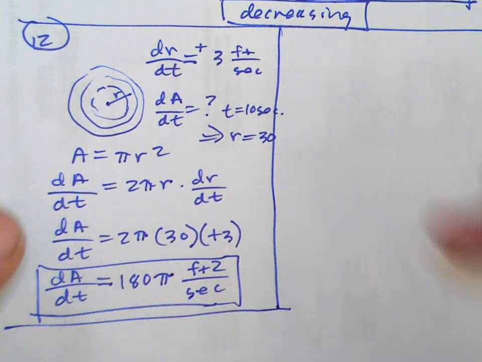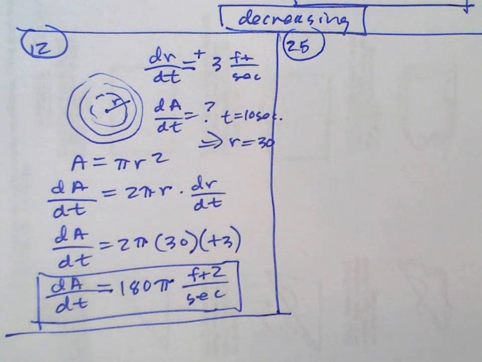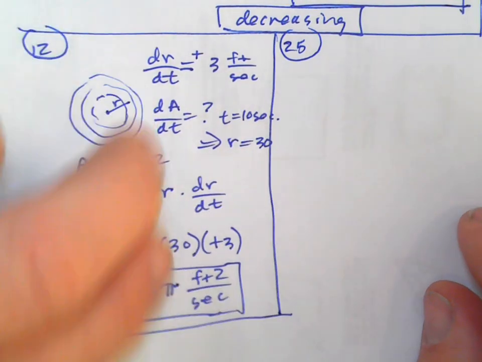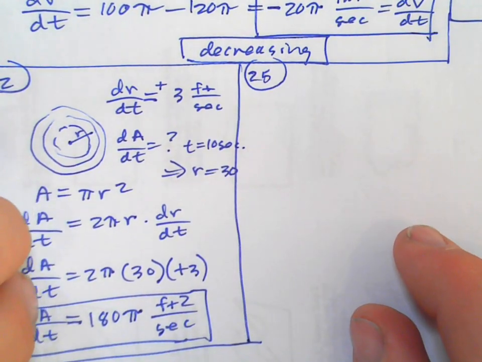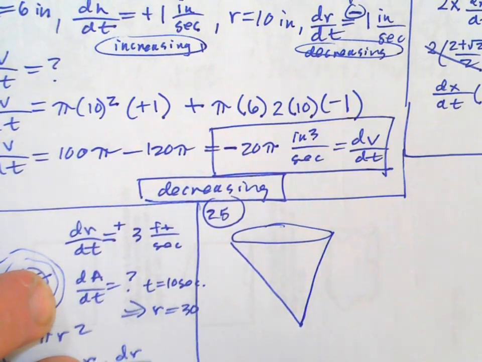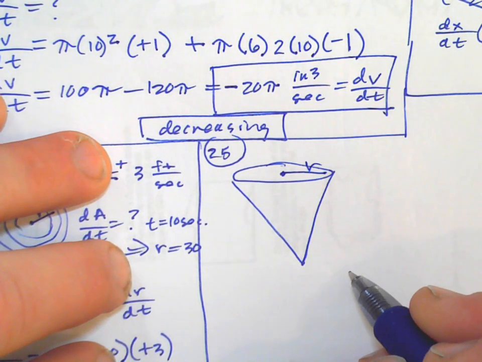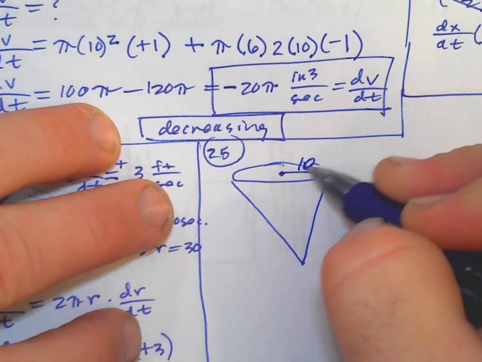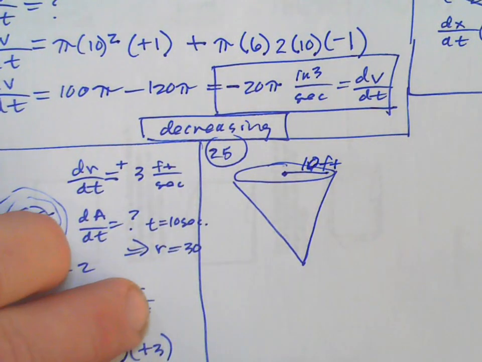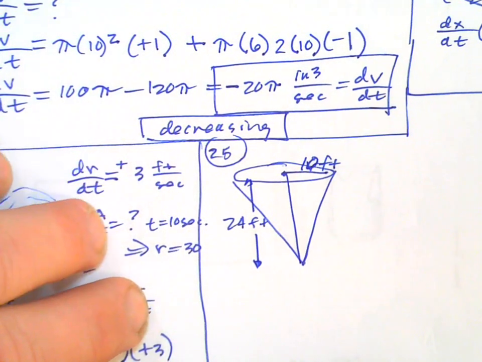All right, let's see, 25. Is a cone problem. Okay, so 25 says a conical water tank with vertex down has a radius of 10 feet at the top. So let's draw a picture. Conical water tank says vertex down. Kind of makes sense for a water tank. And so then you have your radius. It says the radius is 10 feet at the top, so we'll say 10 feet here. And it's 24 feet high. So this is 24 feet high. Okay, so that's just the dimensions of the overall tank.